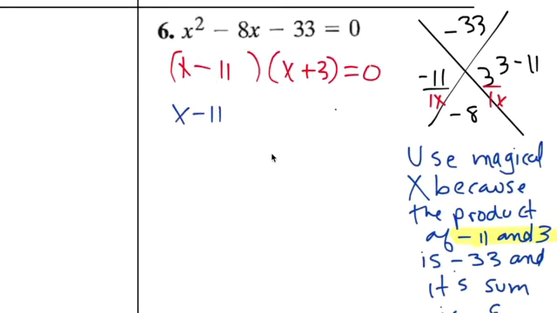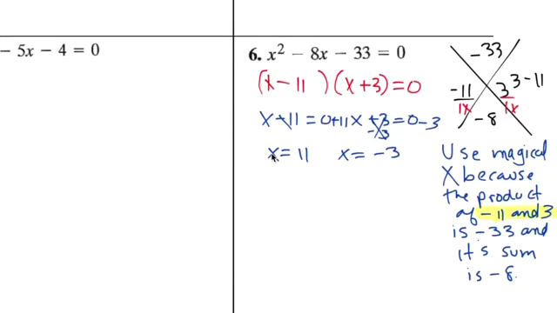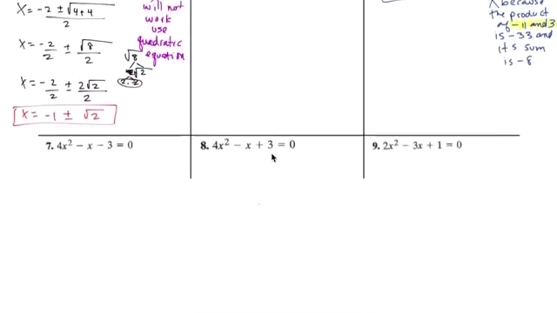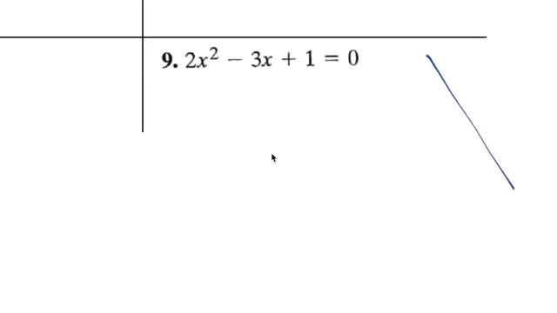x minus 11 equal to 0, x plus 3 equal to 0. Add 11, x equals 11, and x equals negative 3. That is the solution to it. That's where the graph meets. Okay, so let's try this one here. Magical x work.